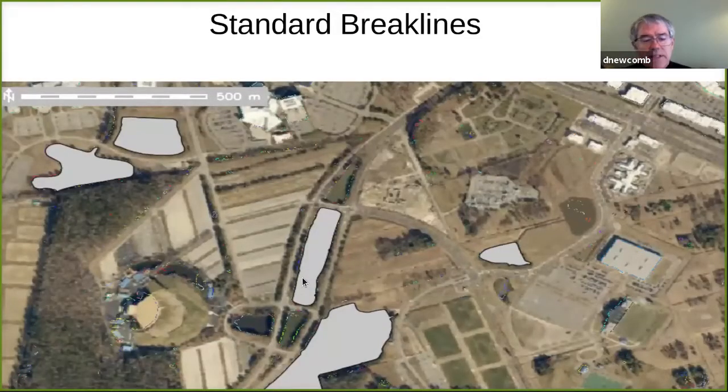Standard break lines, as I said, they only get certain sizes of water bodies. The gray are the break lines for this area. And then you see other water bodies and buildings that are outlined using the other method and ready for processing.